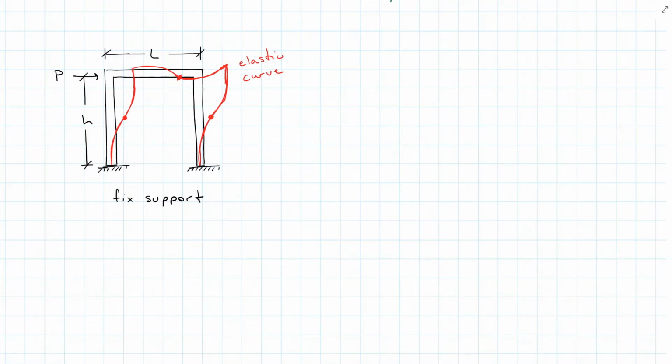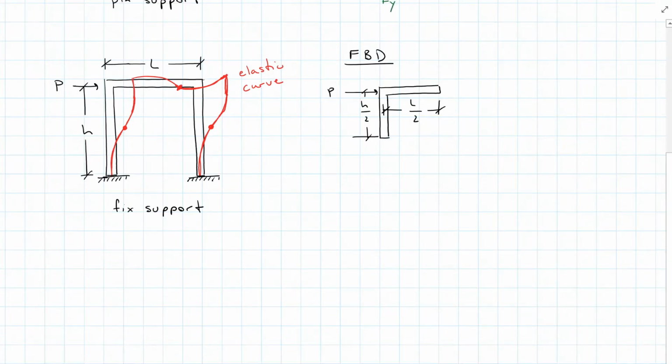Meaning if I were to draw a free body diagram of this section, I would now look at half of the height to where my zero moment occurs, in addition to half of the width.